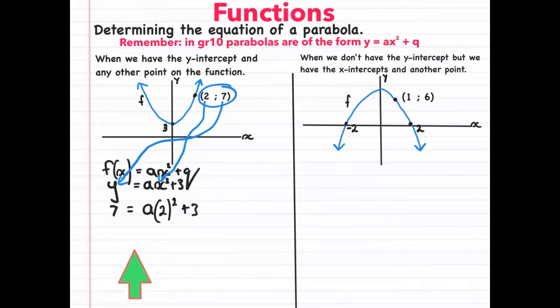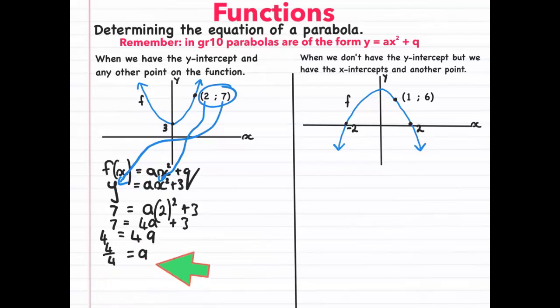Then this will leave us with 7 equals, and 2 to the power of 2 is 4, so it's 4a plus 3. Then we take the 3 to the other side, it becomes a minus 3, so 7 minus 3 is 4. 4 equals 4a, and then we divide by the coefficient, so 4 divided by 4 equals a, and therefore we know that a is equal to 1. So now I've got the a and I've got the q.